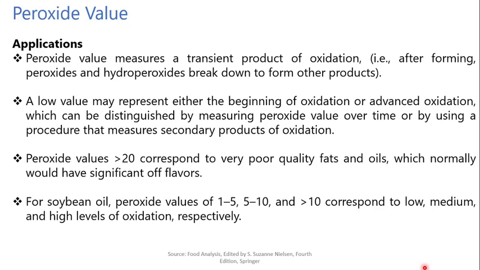A peroxide value greater than 20 corresponds to very poor quality fats and oils, which would normally have significant off flavors. For soybean oil, peroxide values of 1 to 5, 5 to 10, and greater than 10 correspond to low, medium and high levels of oxidation respectively.